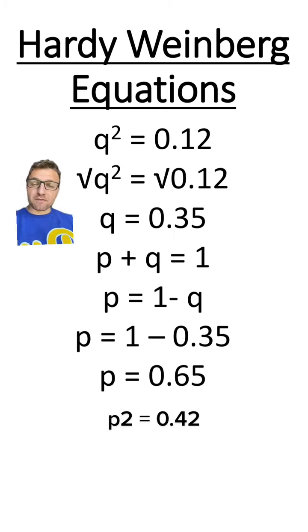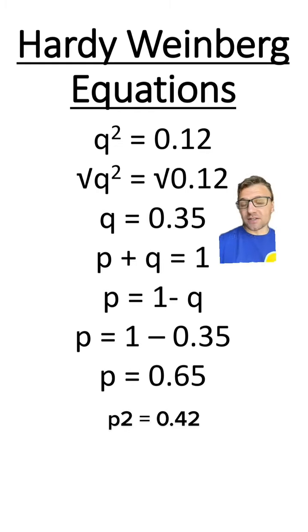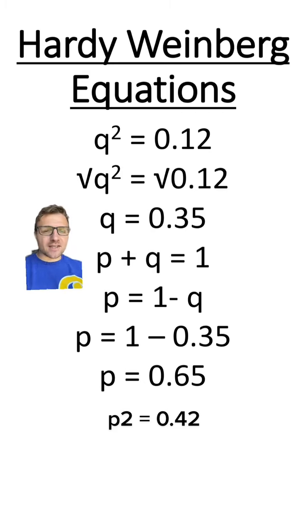Now we want to figure out what q is. So we take the square root of both sides, which tells us q is 0.35. This tells us in the Irish population, q, or the recessive allele, is 35% or 0.35.